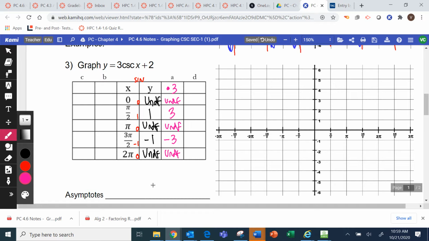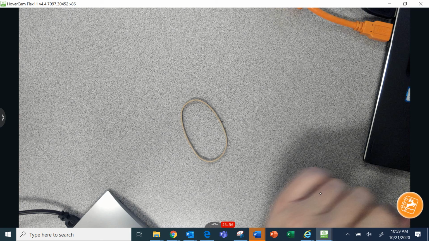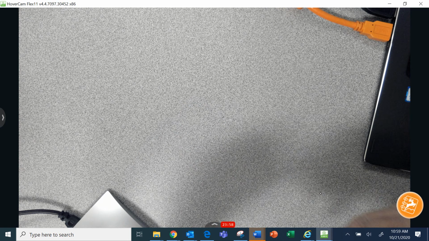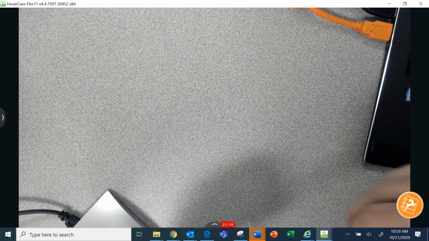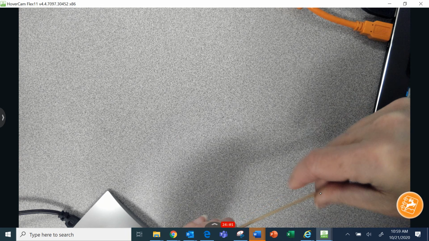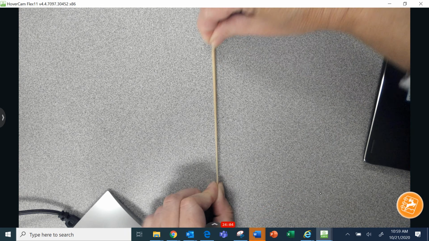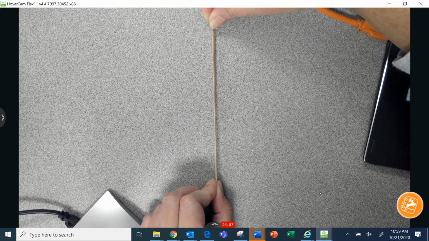Kevin, what does the +2 do? Add 2 to the y. So we're going to add 2 to the y. That's going to be a translate up 2. All right, and now I have the undefined. So if I take my rubber band, which is a vertical line that goes up 4, and I'm going to make it go up 2.